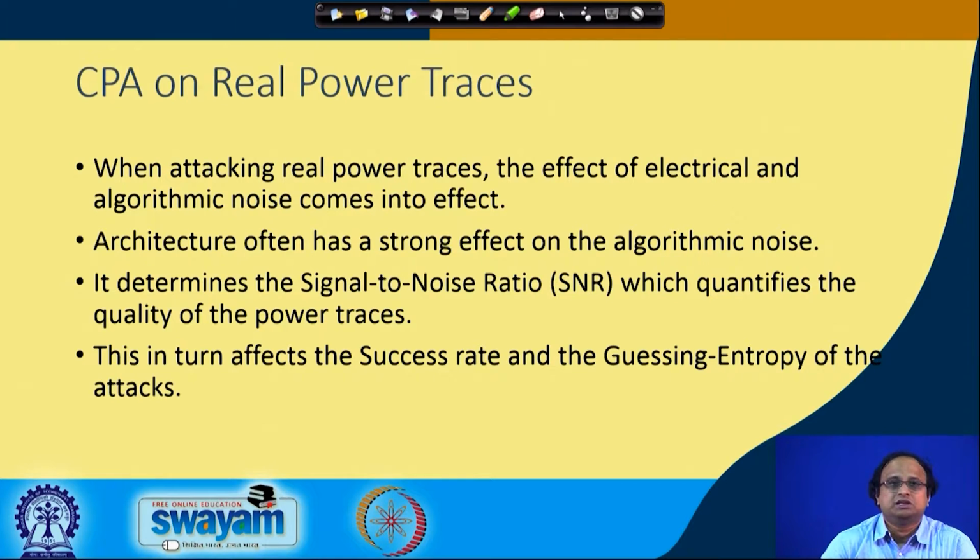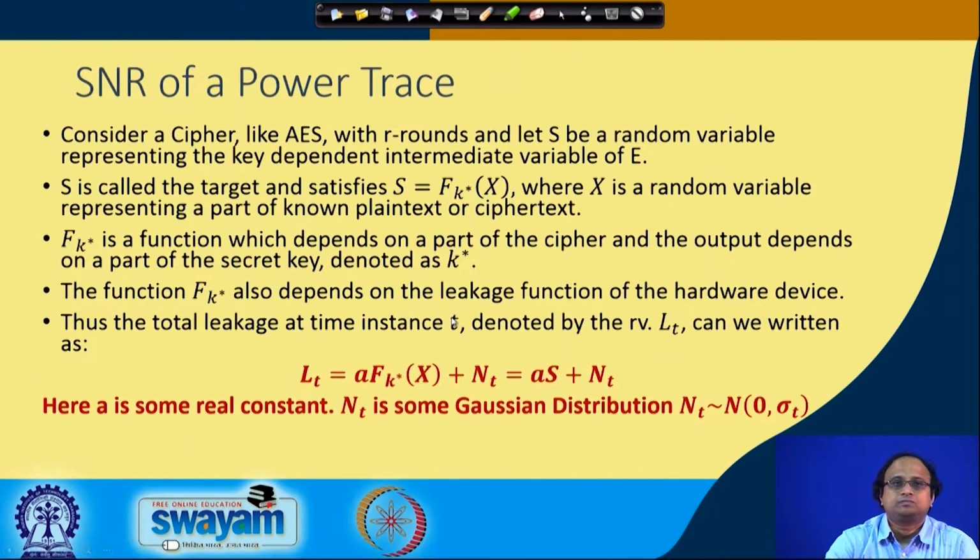As we will see in our discussion, it often determines something called the SNR, or the signal to noise ratio, which quantifies the quality of the power traces. This in turn has a strong effect on the success rate as well as the guessing entropy of the attacks. So what is the SNR of a power trace?